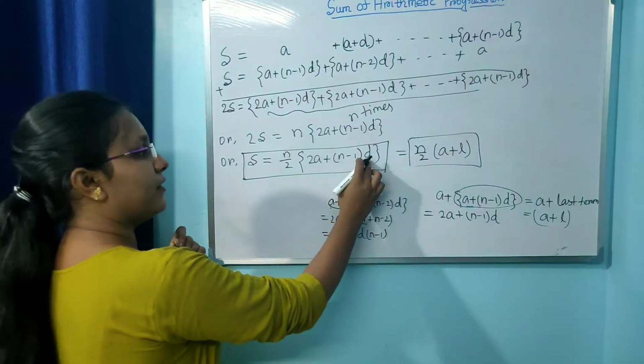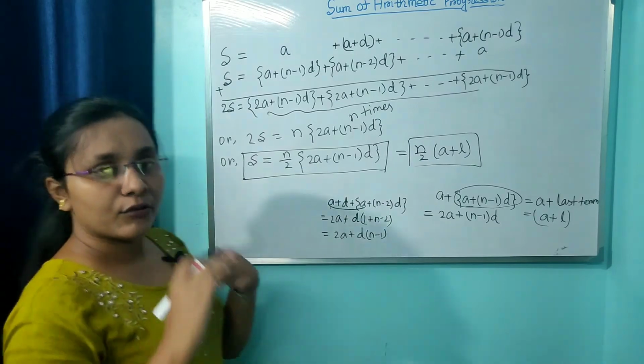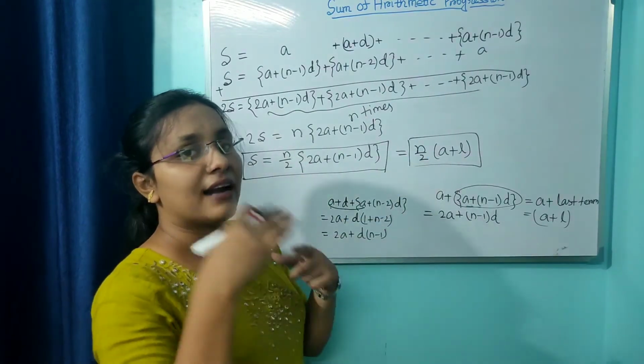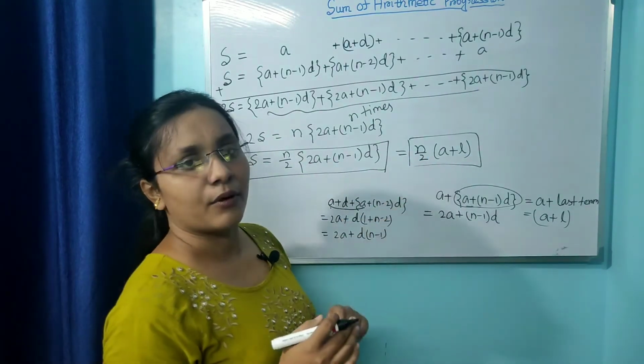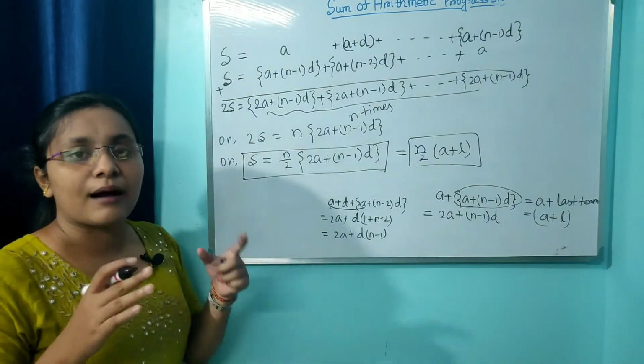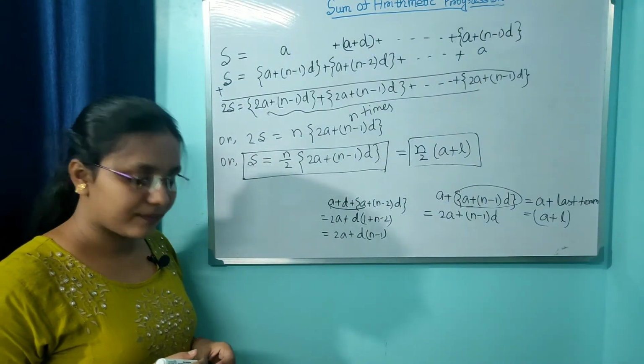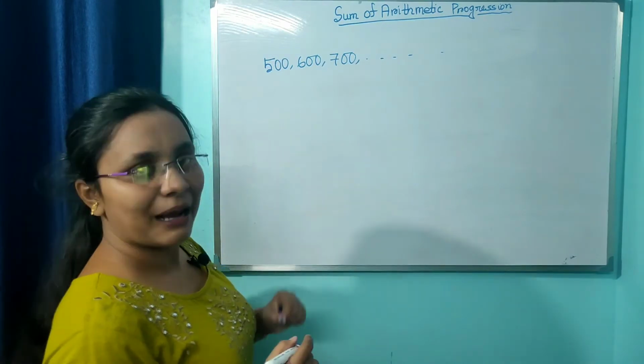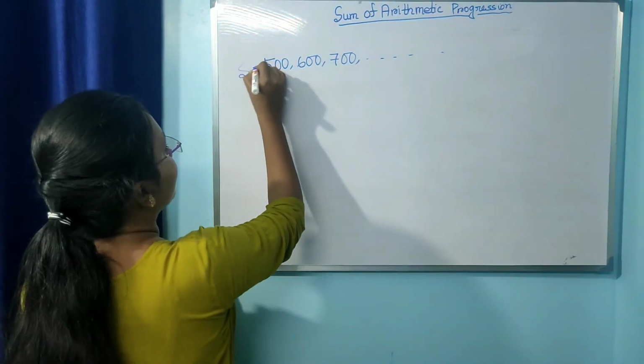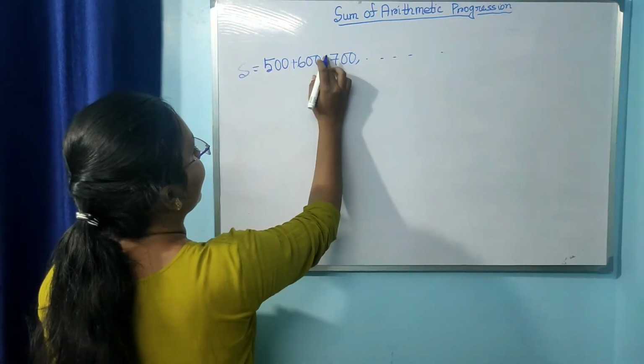So this is another formula for finding the sum of an arithmetic progression. If you know the common difference, then apply this formula. If you know only the first term and the nth term, then apply this formula. In both cases, you can find the sum of the arithmetic progression. Okay? So now I can find the total amount, right? So sum equals to, here give the plus sign.